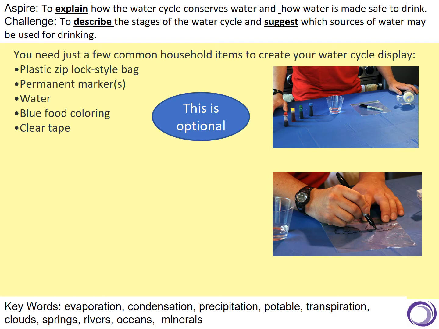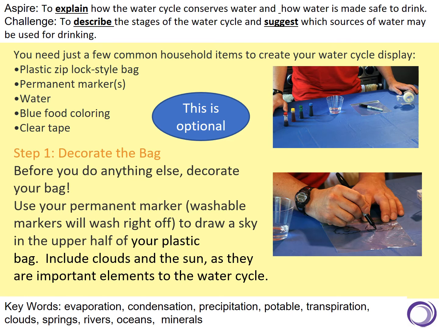But if you are intending to do it, our first stage is to decorate the bag, and we need to do that before we do anything else. This is where we need permanent markers, because if we used washable ones, of course they would wash off straight away. So what you need to do on your bag is to draw a sky in the upper half of your plastic bag. Include things like clouds and the sun, as they're really important examples of the water cycle.